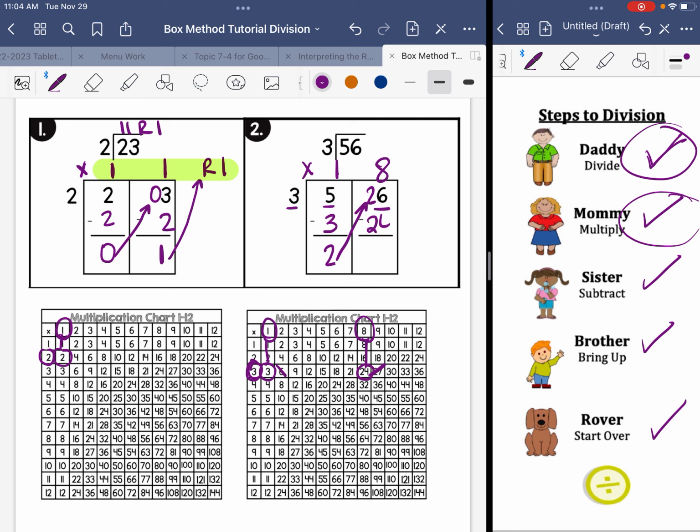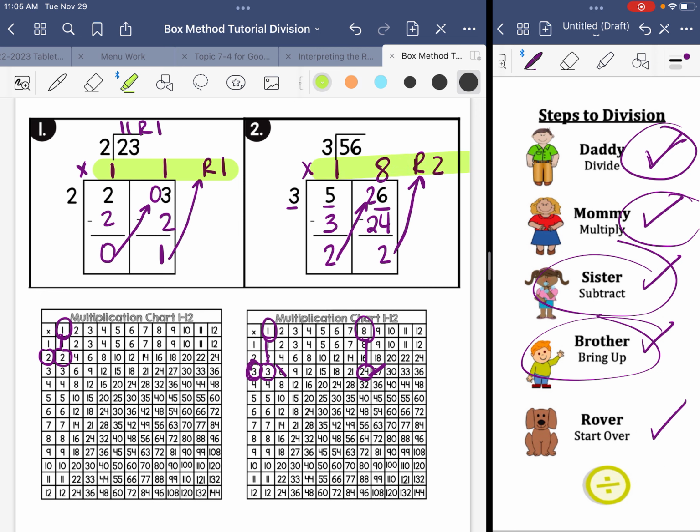24. 26 minus 24, we're at sister subtract. 26 minus 24 is 2. Now we're at brother bring up. Bring up the 2, we have remainder 2. My answer is 18, remainder 2.